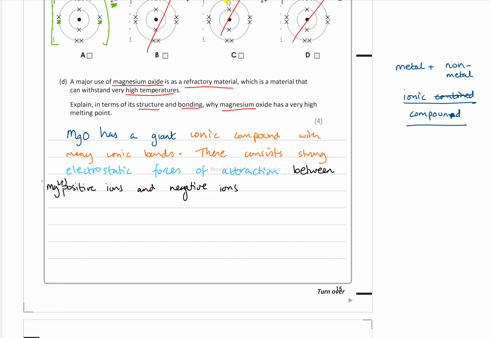Right, you could put Mg2+ positive ions and negative ions, or 2- ions. Right, and then you've got to finish it off by saying these require lots of thermal energy to break. Okay, done.